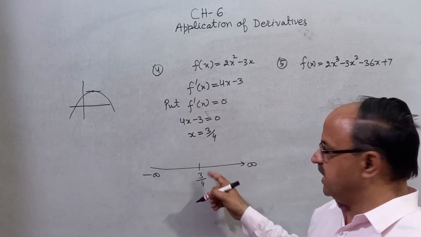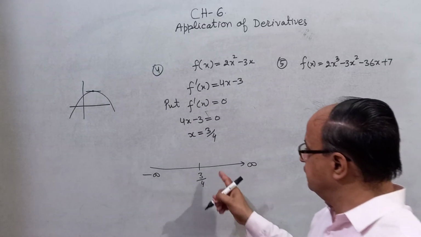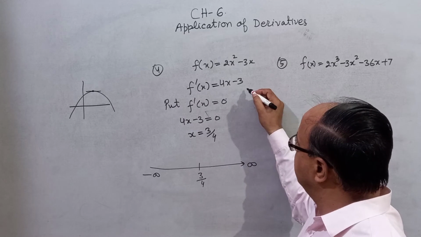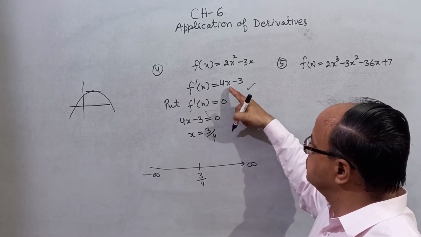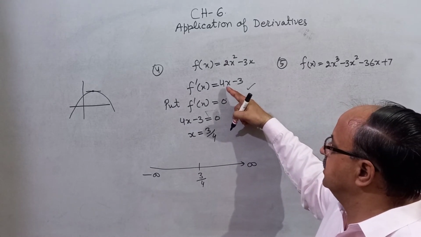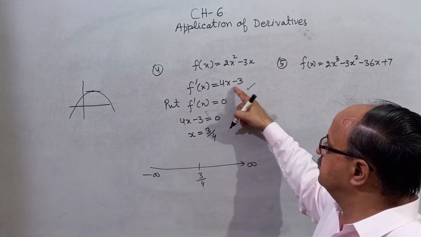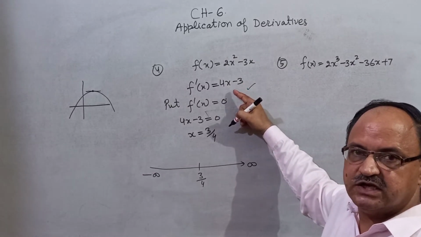Suppose I choose x is equal to 1. Then put the value of x here. x is equal to 1. When you write here 1, 4 minus 3, it means 1.